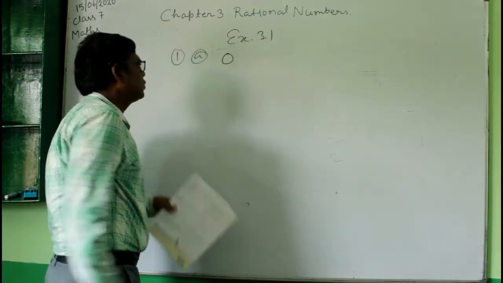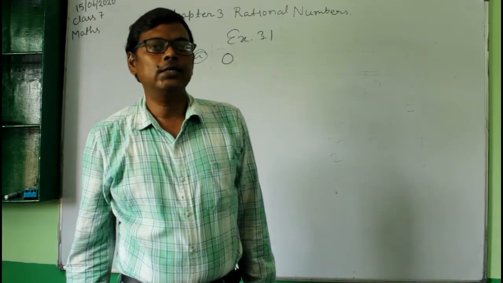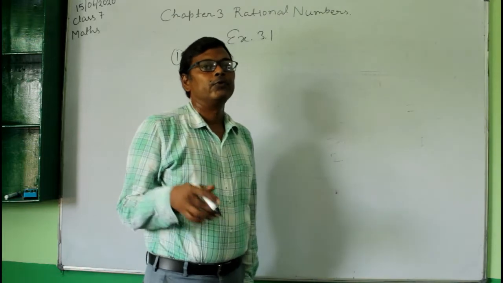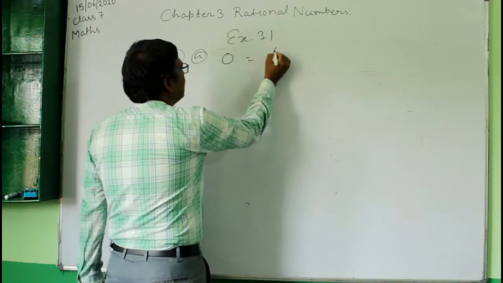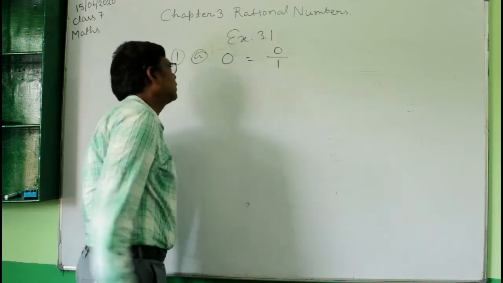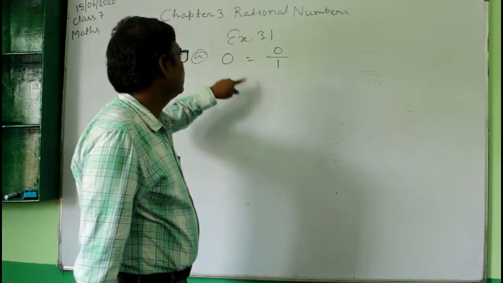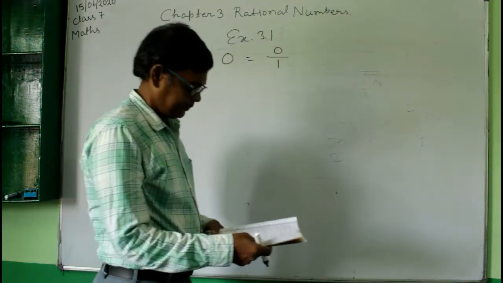How will you write 0 as a rational number? Actually 0 is a rational number, but here we have to write it in the form of p by q. So you can write this as 0 by 1. This is in the form of a rational number. Actually here 1 is hidden, so if you write 1, it will be in that form.